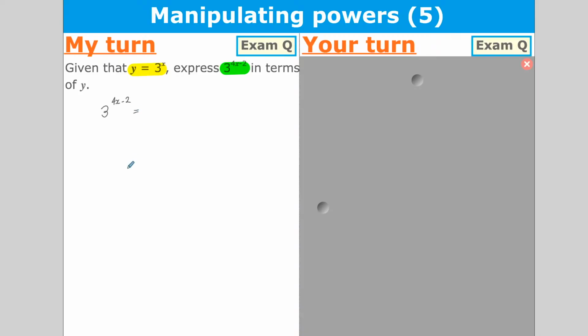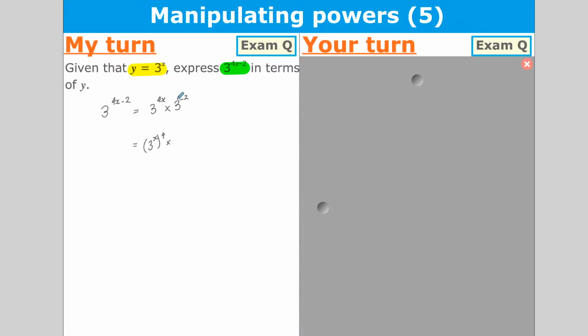All we've got to do, our step 1, is to break this up. I'm going to write that as 3 to the power of 4x multiplied by 3 to the power of negative 2. We did that a lot on Thursday. We broke up things like this into this format. Then I'm going to break this up into 3 to the power of x, all to the power of 4.